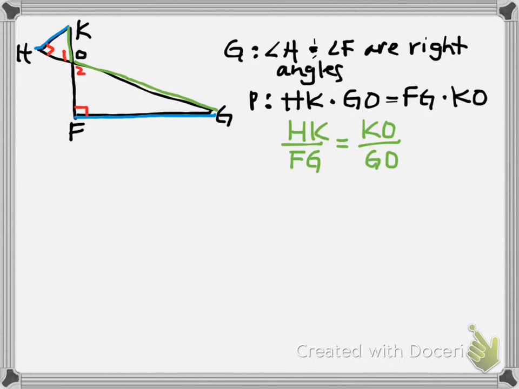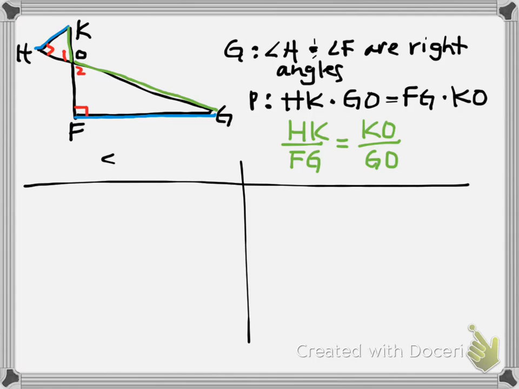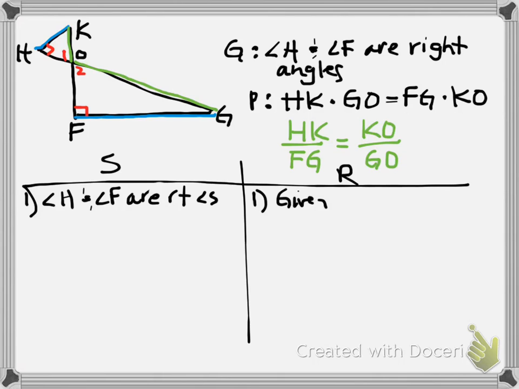All right, I think we got a game plan here. First, we're going to start by proving the two triangles are similar. So we start with our given, angle H and angle F are right angles. So that's our given. So now we're going to go through proving those two angles are congruent. So the measure of angle H equals 90, and the measure of angle F equals 90. And what's the reason for that? Definition of right angles.